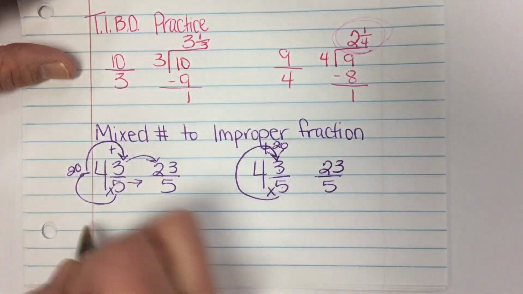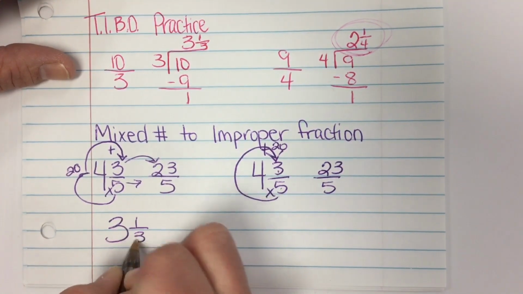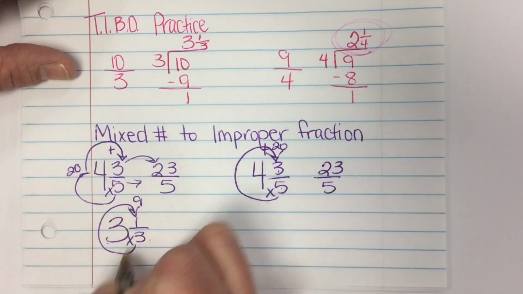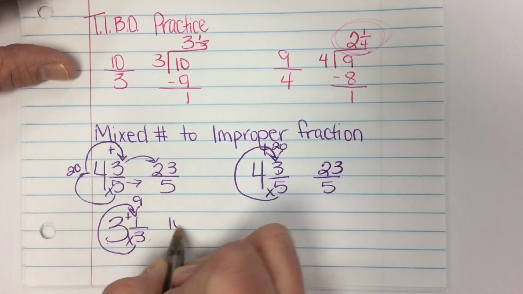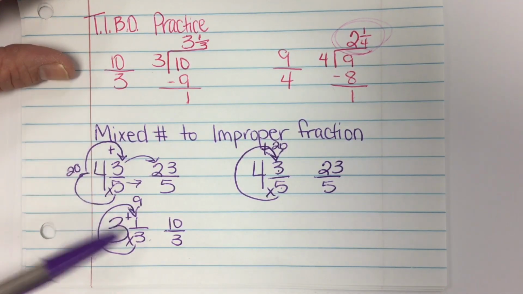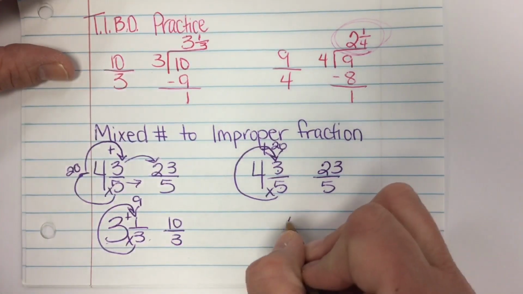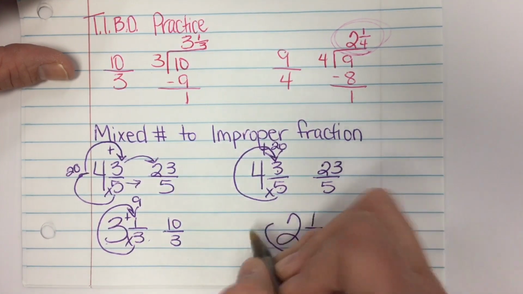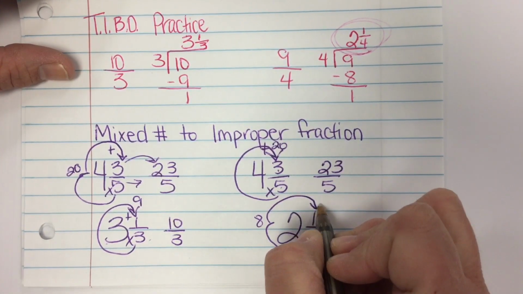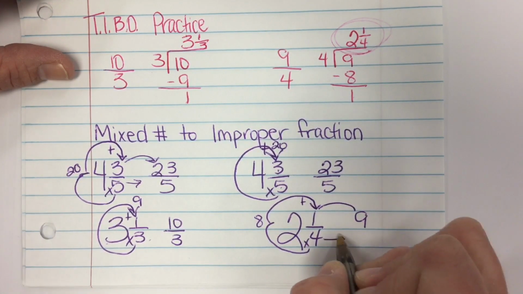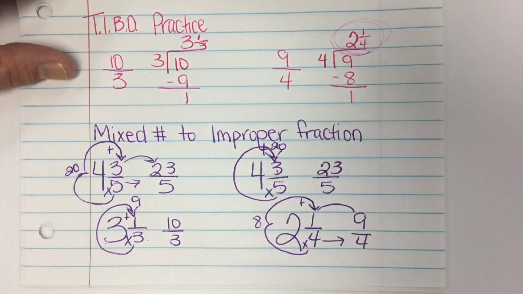So let's look at 3 and 1/3. 3 times 3 is 9. 9 plus 1 is 10. Denominator is 3. 10 over 3. Okay, 2 and 1/4. 4 times 2 is 8. 8 plus 1 is 9. Denominator stays 4. 9 over 4.